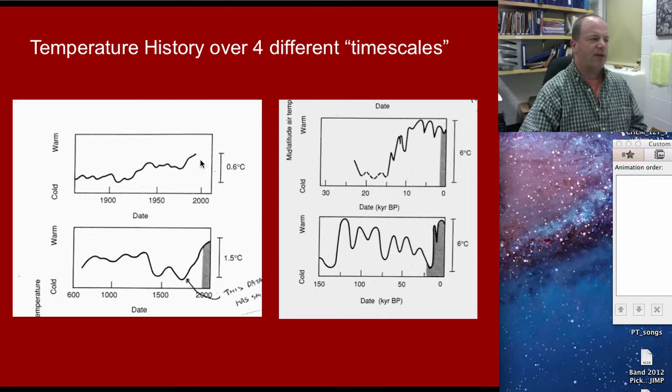And by the way, for every one of these, we're at the top of it. So while I'm quoting a range, it's really like how much colder was it within that last time frame. Okay, moving back to 1,000 or 1,500 years, 1,400 years. That range is 1.5 degrees C.